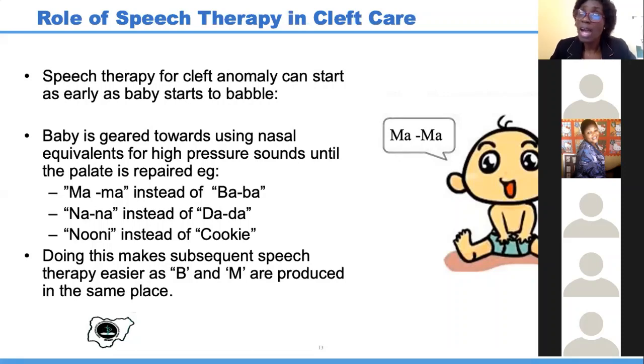And after palatal repair, speech therapy will be much easier because the placement, what we call placement of the sound, is already there. So instead of encouraging the child to say baba or dada, you encourage the child to say mama or nana or something like cookie. You encourage the child to say nuni. And this would eventually help the subsequent speech therapy that will be done after the repair.